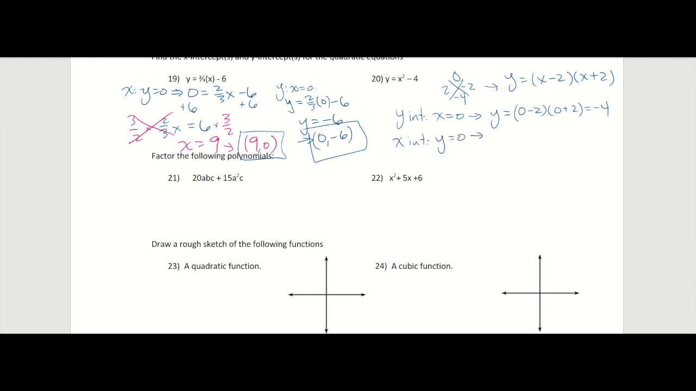The x-intercept is when y equals 0, so we're going to set 0 equal to x minus 2 times x plus 2, and then you get 2 and -2. And so those points are going to be 2, 0, and -2, 0. And the y-intercept is 0, -4.